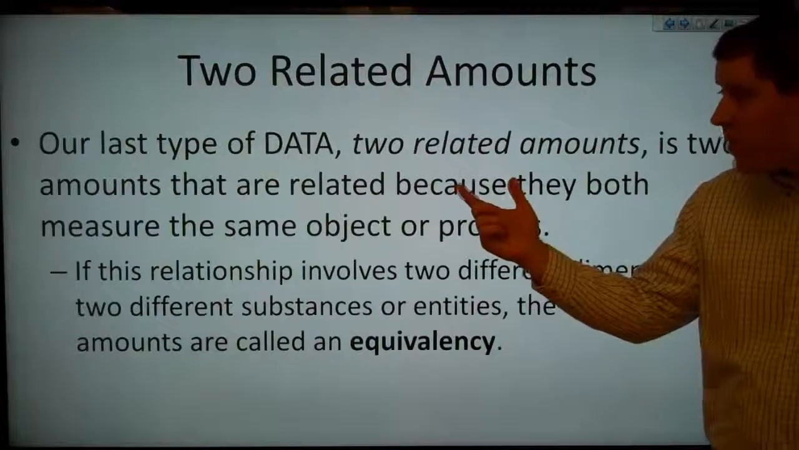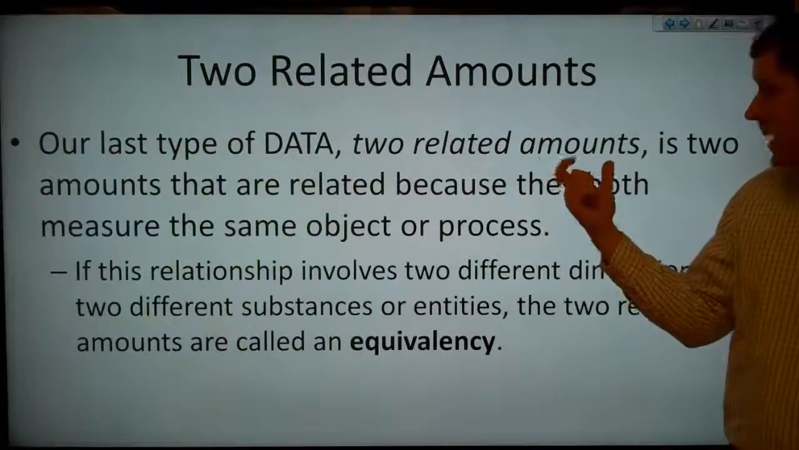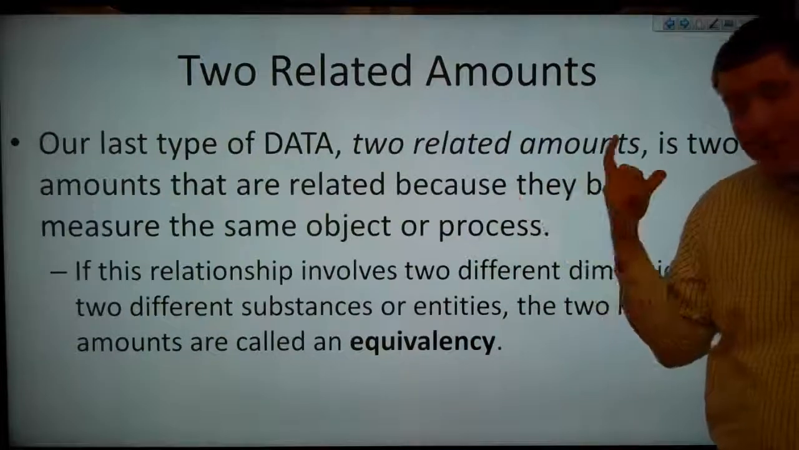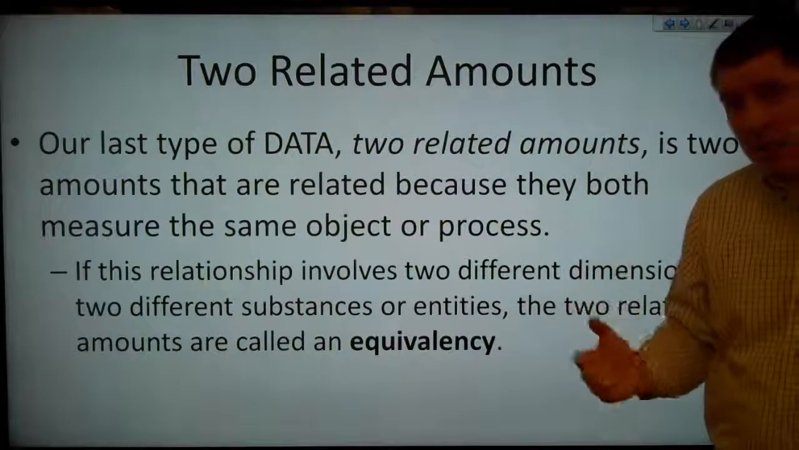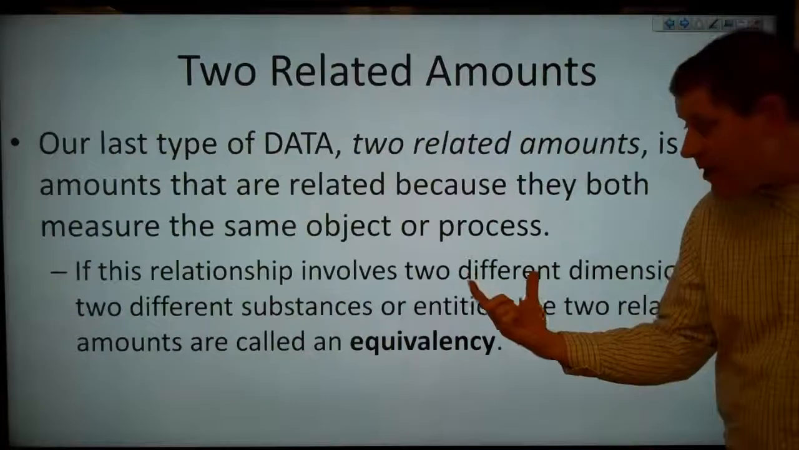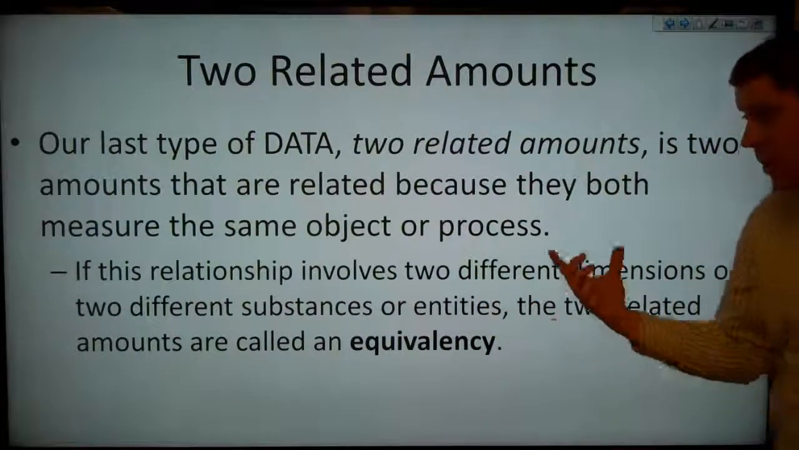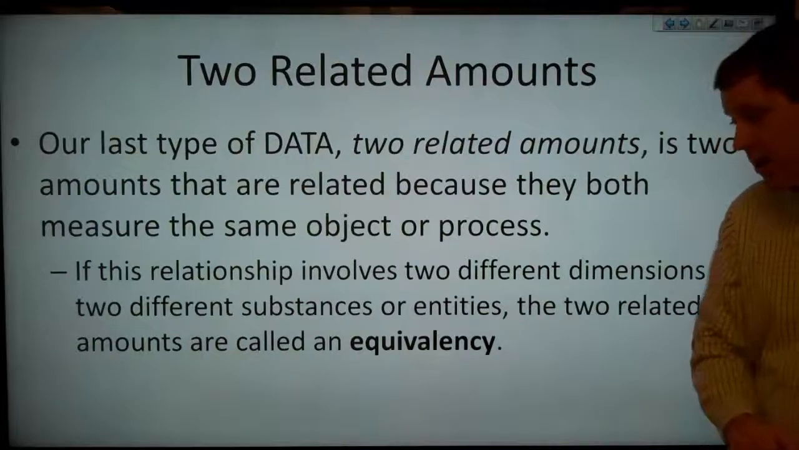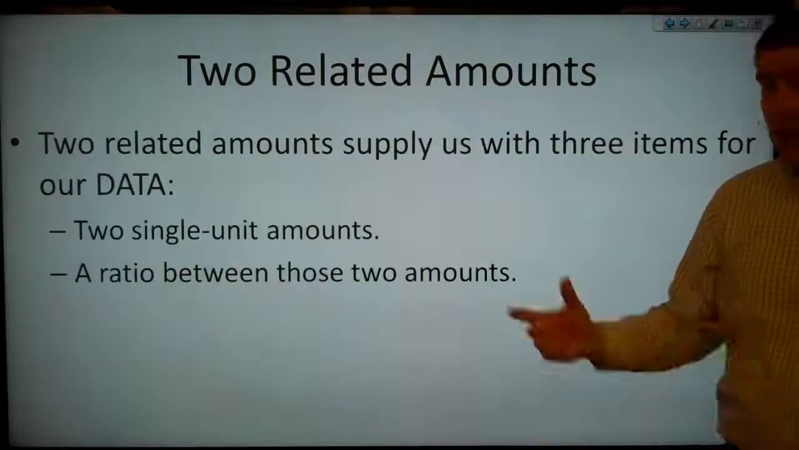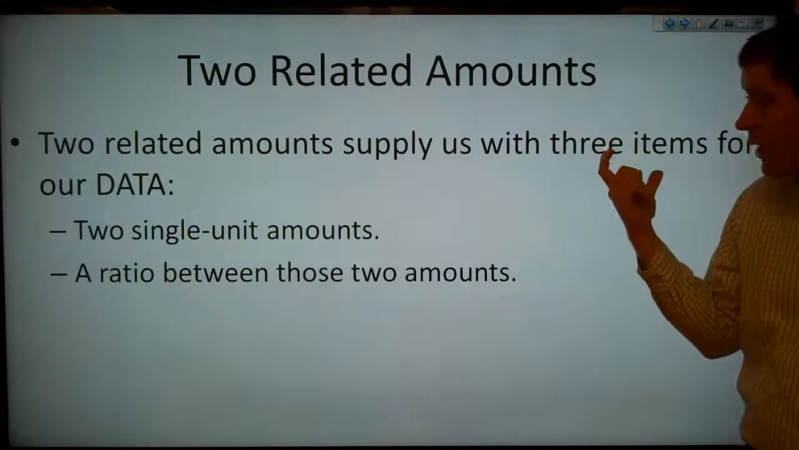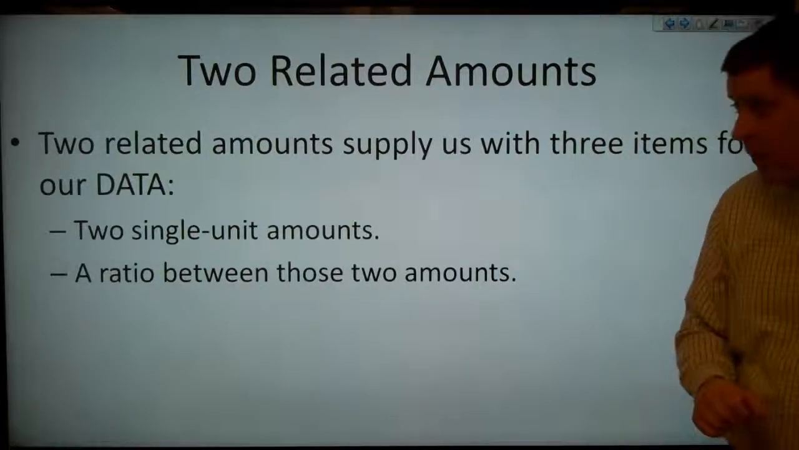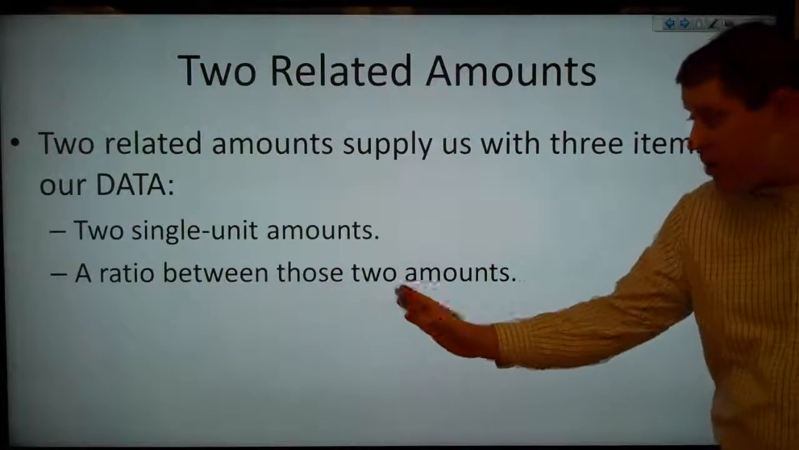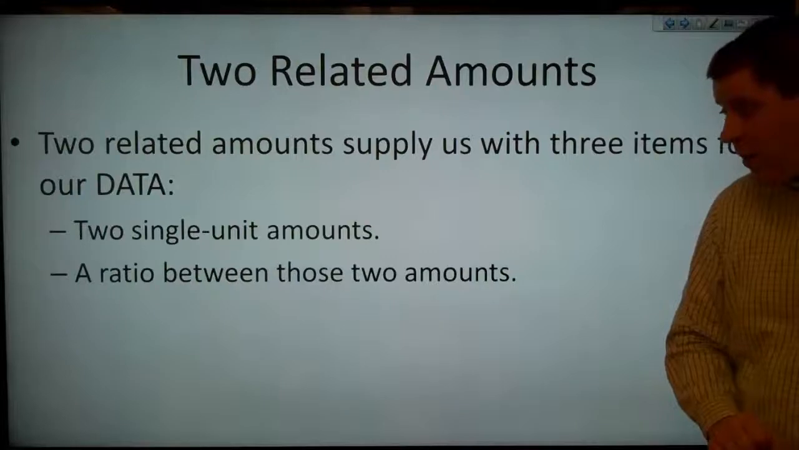Now, our last type of data, which is two related amounts, is two amounts that are related because they both measure the same object or the same process. And if this relationship involves two different dimensions or two different substances or entities, then those two related amounts are called an equivalency. So two related amounts supply us with three items for our data. They give us two single unit amounts, but they also give us a ratio between those two amounts.